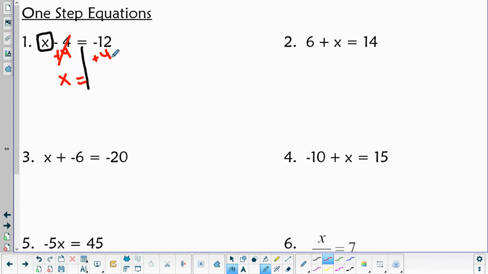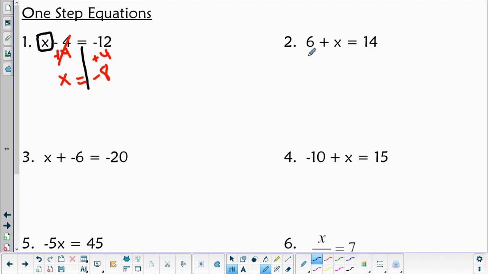And then negative 12 plus 4, remember, we're becoming less negative. We're heading closer to 0. So 12, 11, 10, 9, 8. This would be negative 8. If you want to double check to see if you're correct, you could substitute negative 8 in the original. Negative 8 minus 4 does give us negative 12.